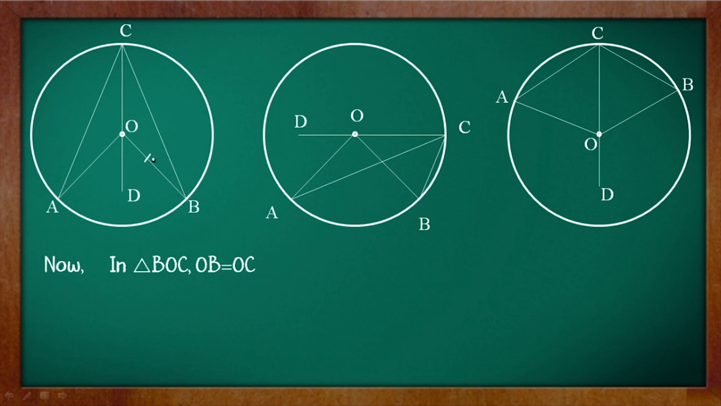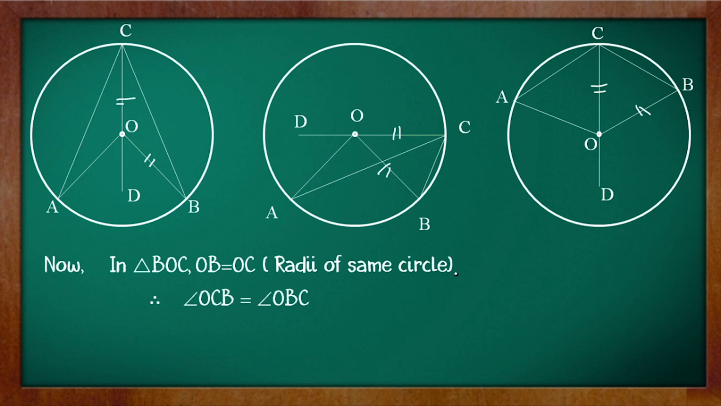OB is equal to OC. And why is that so? Because they are the radii of the same circle, and that means it is an isosceles triangle. Again the same result: the angles opposite to the equal sides are equal.